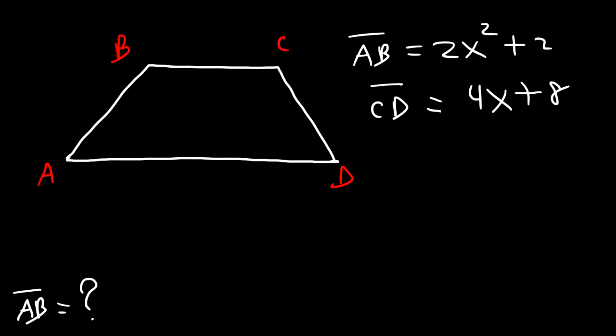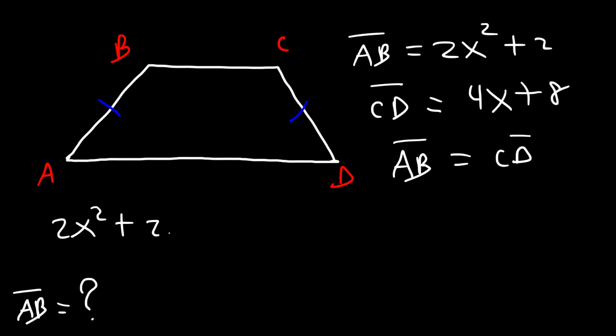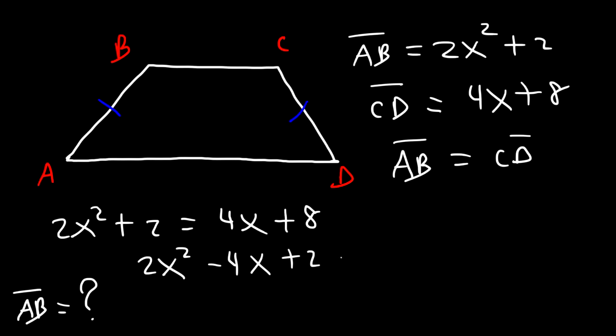Now for an isosceles trapezoid, we know that the legs are congruent. So that means that AB is equal to CD. So we can write 2x squared plus 2 is equal to 4x plus 8. So now let's take everything from the right side, move it to the left. So it's 2x squared minus 4x plus 2 minus 8. That's equal to 0. And 2 minus 8 is negative 6.